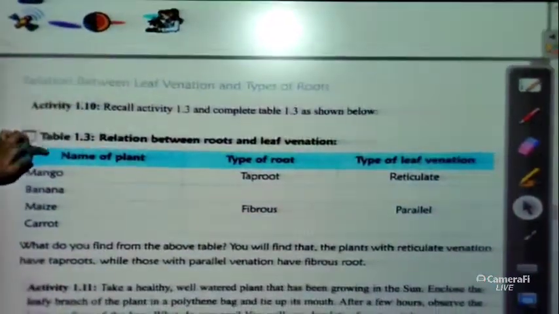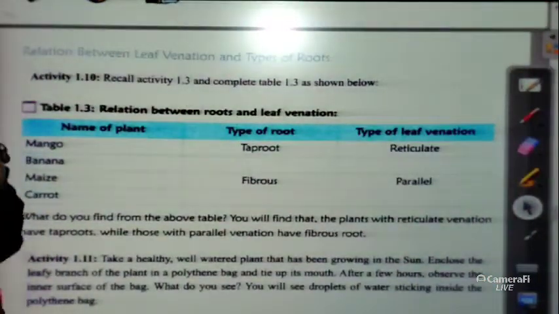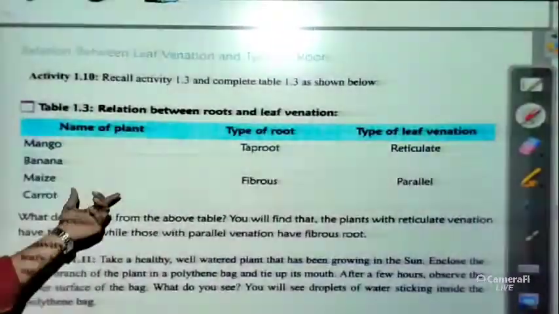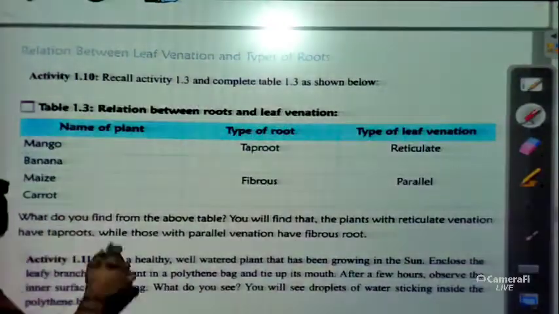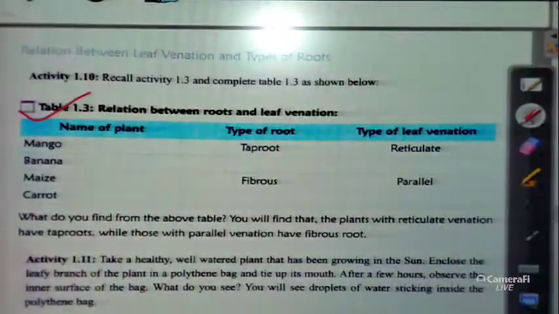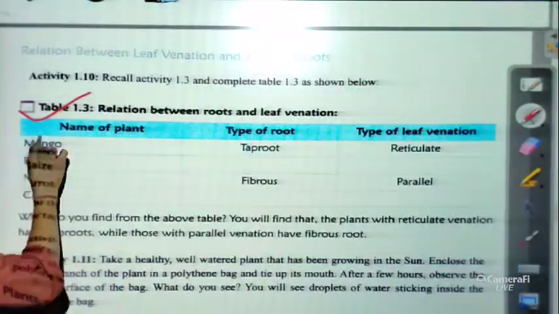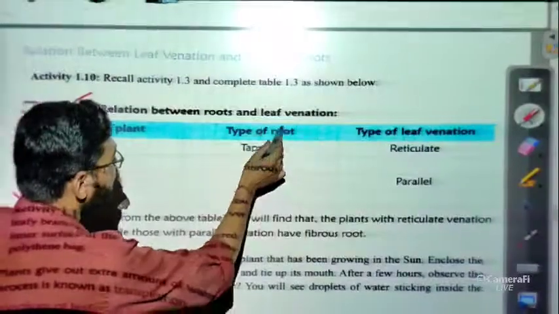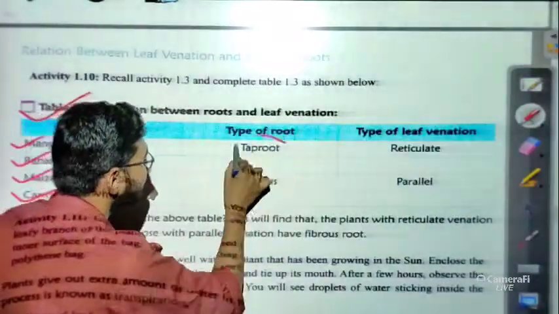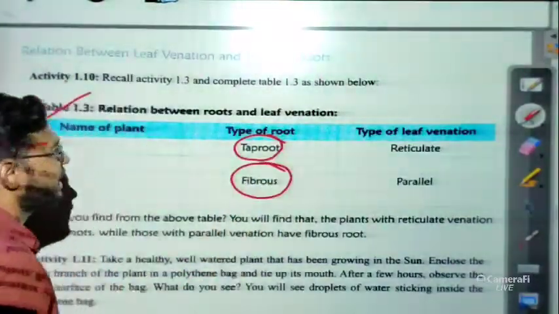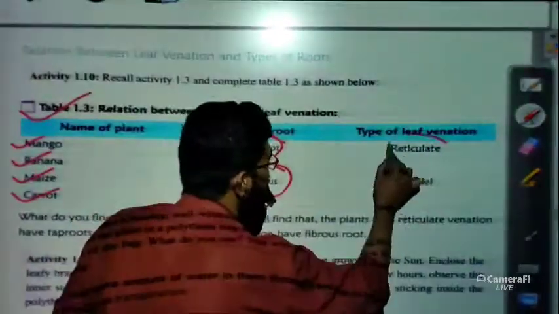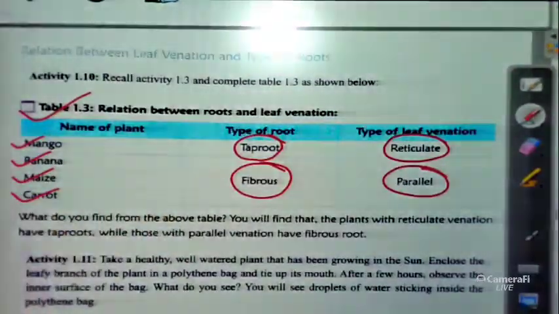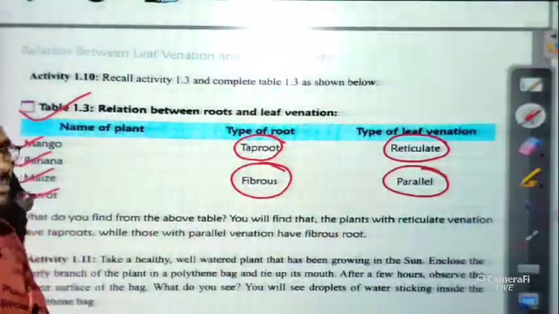So let us discuss the next portion, the relation between leaf venation and types of roots. For this you have to complete this table, which we call Table 1.3. Names of the plants are there: mango, banana, maize, carrot. You have to write the root system, whether it is tap root or fibrous root, and what type of leaf venation there is, whether reticulate venation or parallel venation. So the table you can easily complete.